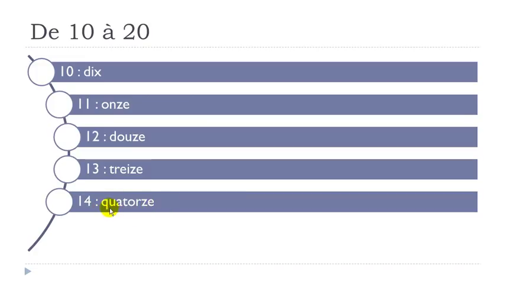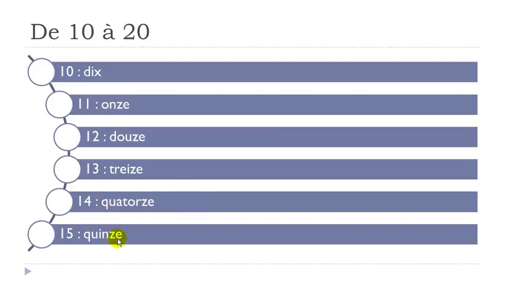Then here, 14, so remember, Q and U here, well, basically you've got to put this U vowel, because that's the rule in French, even if you don't pronounce it, okay, so you will get the sound K here, K, 14, quatorze. Okay? Same thing here.